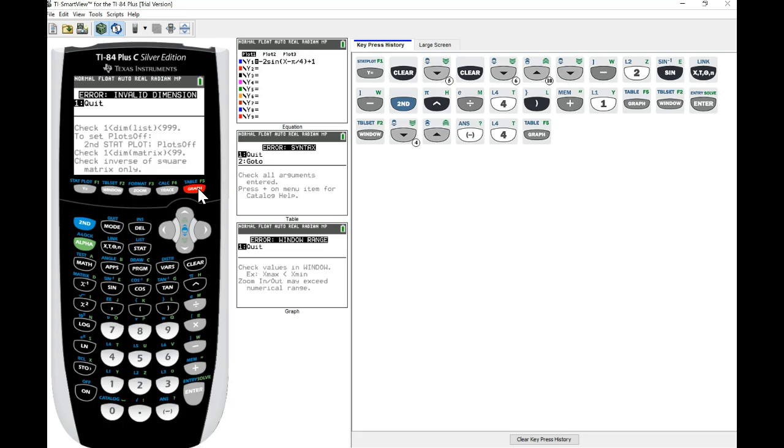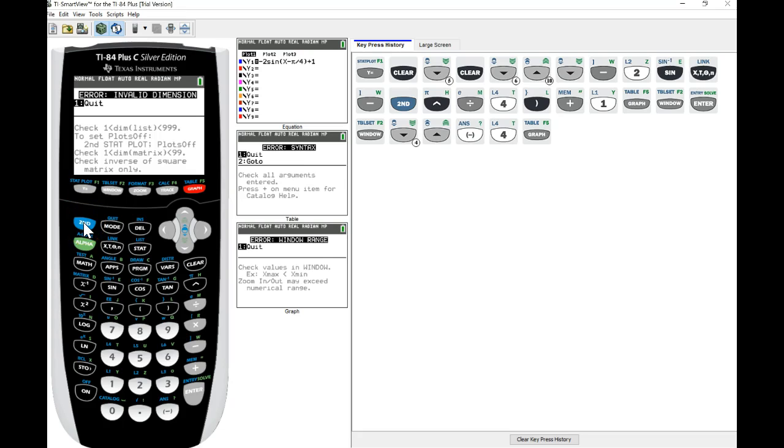It says invalid dimension. It says check 1 is less than the dimension of list, which is less than 999. It says to set plots off, second plot plots off. Oh, what it's saying is I must be trying to plot some data in my calculator, but my calculator doesn't have any data to plot.